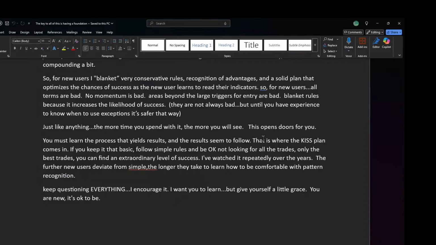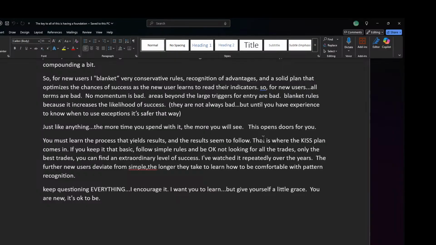So I encourage you guys, I don't insist, that's not my job. Learn the process that yields the results. Learn how to make your $200 to $300 a day consistently. Learn how to put it in the bank, to be willing to exit trades. Learn how to enter at the best spot. Learn how to follow your rules and your plan. And if you keep it that simple, if you're okay looking for the best trades, guys, rather than all the trades, you can find an extraordinary level of success.